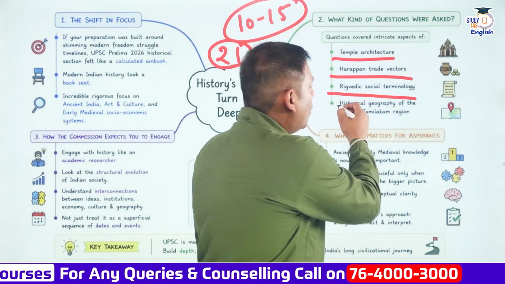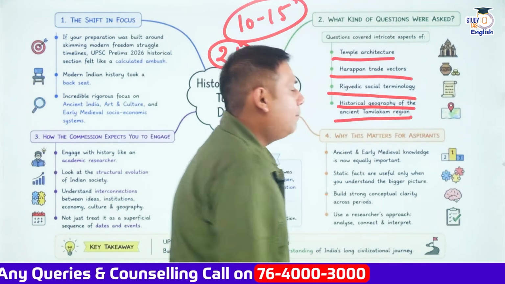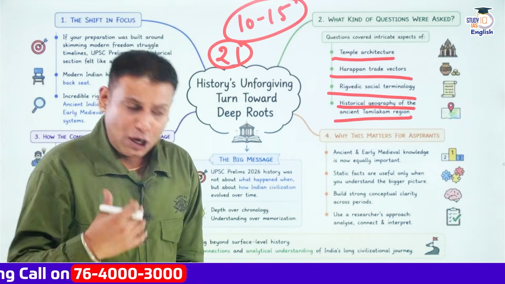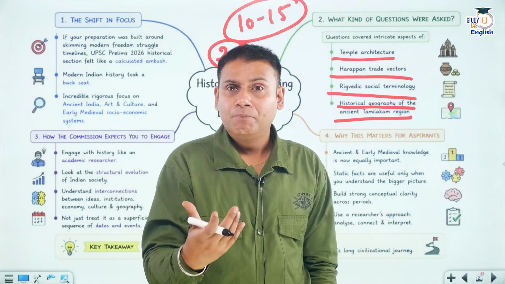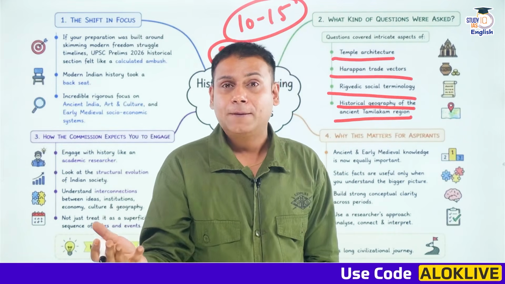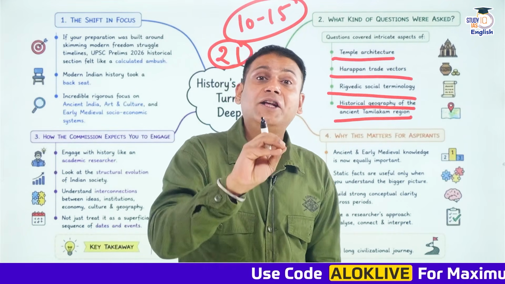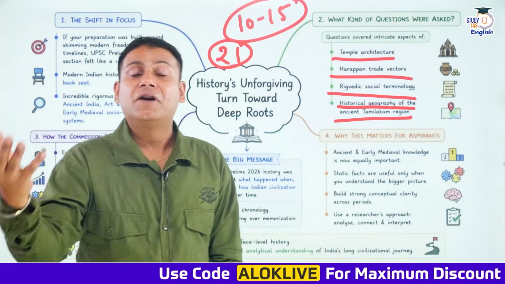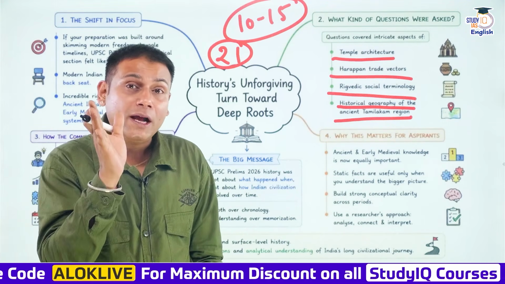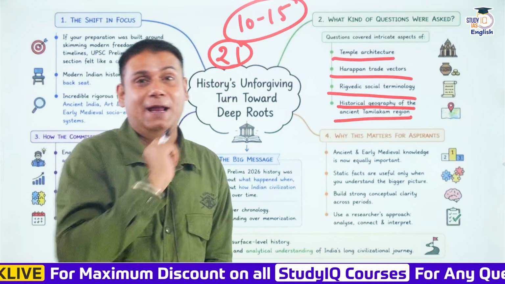Finally, historical geography of the ancient Tamilakam region. Historical geography in the perspective of what? There was a question about Robert Bruce Foote. There was a question related to the shift or change in the course of the rivers. There was a question about the findings of Ganga dolphins and the dolphins in different other regions. So here we have to co-link the history to the geography at that time.